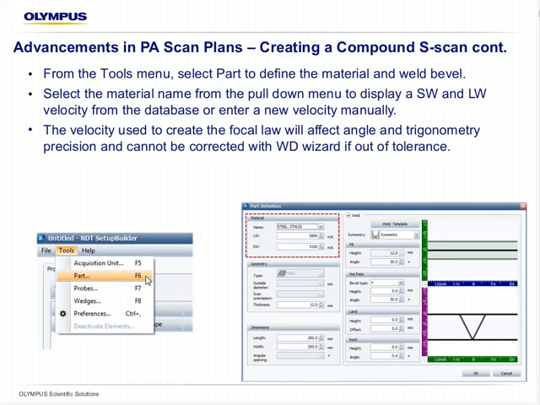The thickness is defined, the length of the width of the component or pipe, and then the weld overlay.